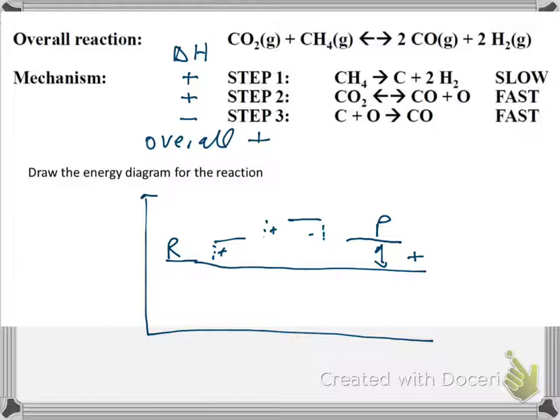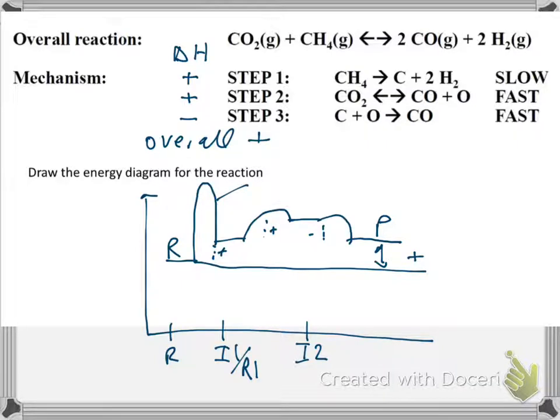And then the next thing is to put in the activation energies based on the slow, fast, fast mechanism. So the first step would have a high activation energy. Then the next 2 steps would be lower. So the activation energy for step 1 is expected to be the highest.